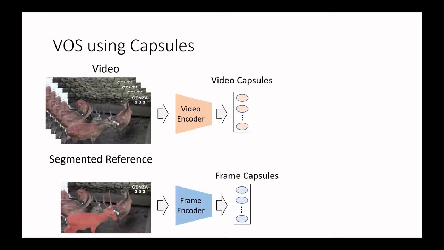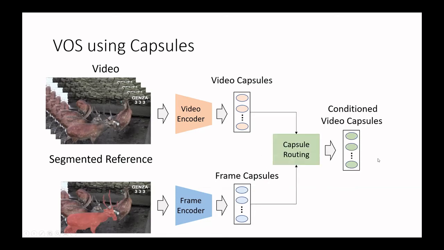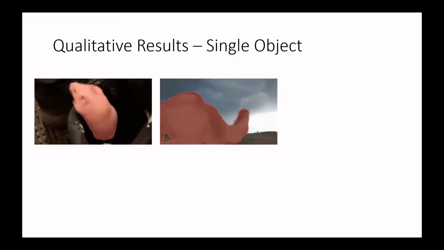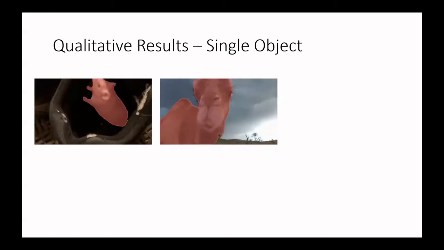So you're given a video, and you are given a first frame, and you are given a segmentation of the first frame, say of this deer. So you want to segment this deer in all the frames in the video. So we have video encoder, frame encoder, we use these capsules, video capsule, frame capsule, and we combine route and we get this output. So we get excellent results. So these are the results using our method. This, very nice.